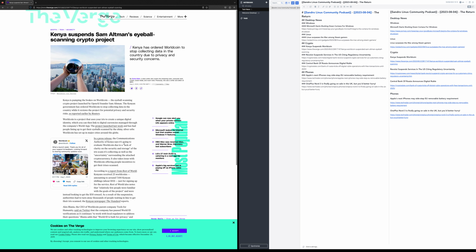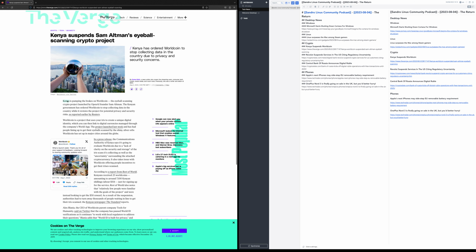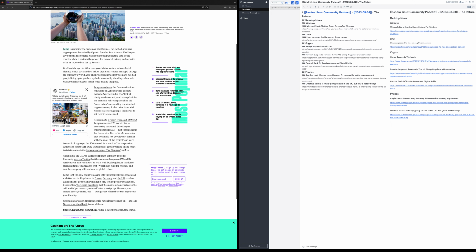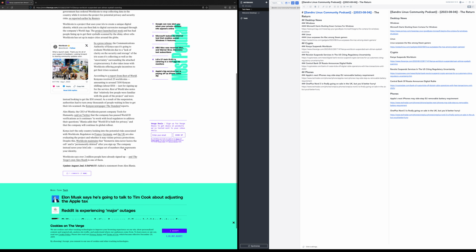Yeah, so this isn't surprising, and I don't know what the government of Kenya's previous stances on crypto have been, but I'm guessing they might not be a big fan of this eyeball scanning crypto project.